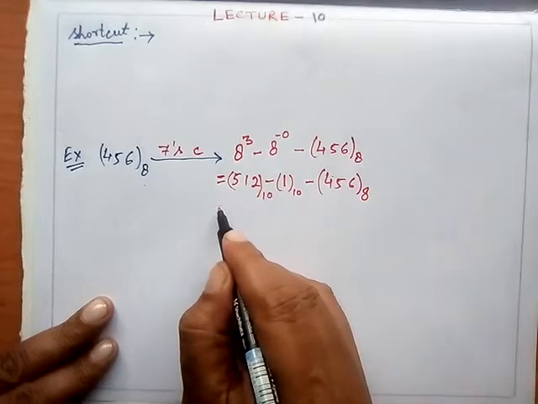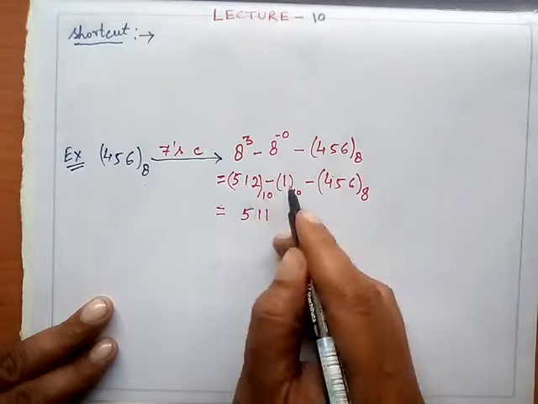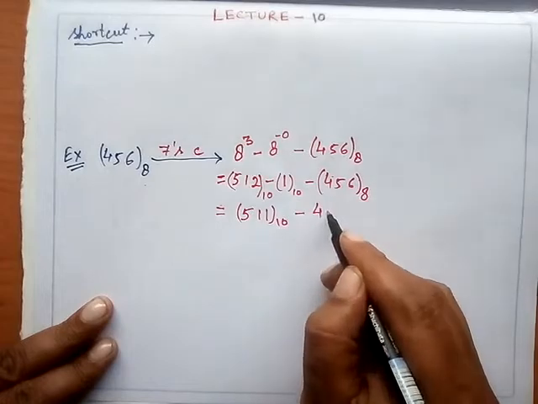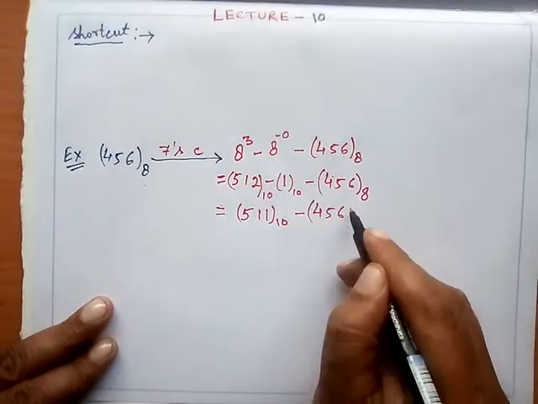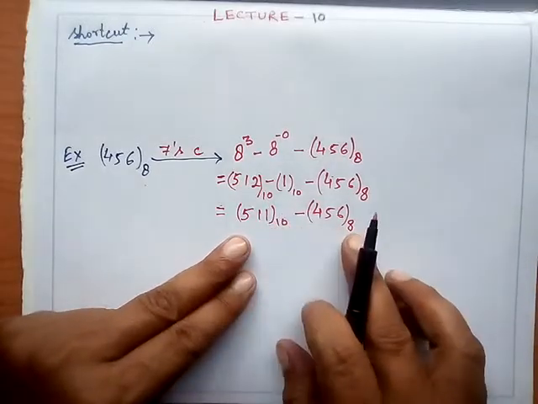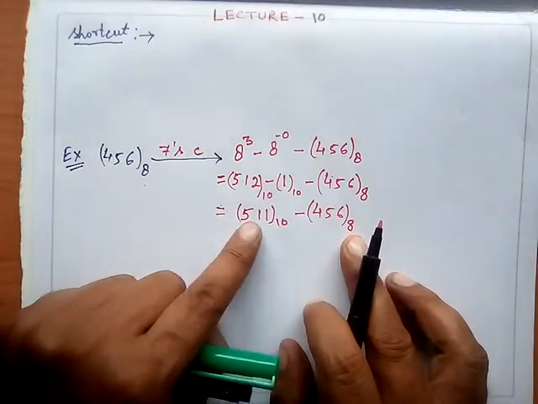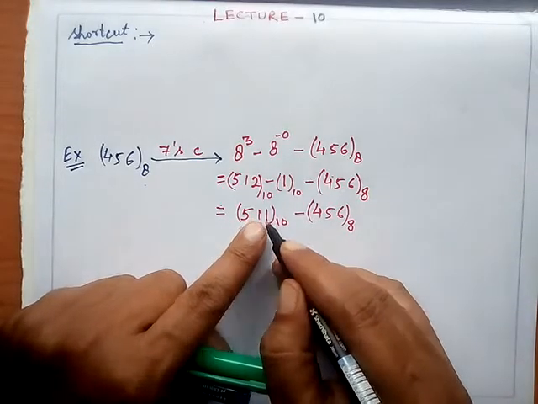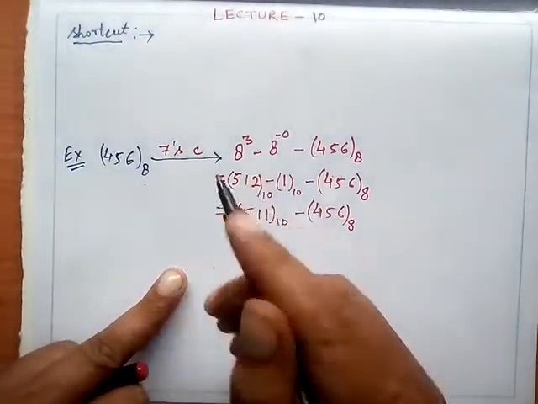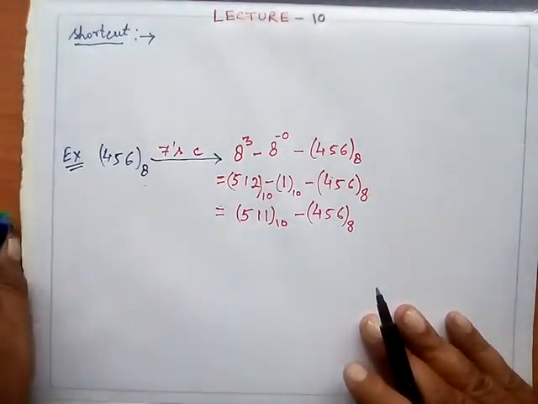If I solve this, it results in 511, since 512 minus 1 is 511 in base 10, minus 456 in base 8. Now this subtraction is not possible because the two bases are different. I told you that the very first thing is that you have to convert into the same base. So I convert this 511 into base 8 because the 7's complement of base 8 will be a number in base 8. I want the final answer in base 8 actually.